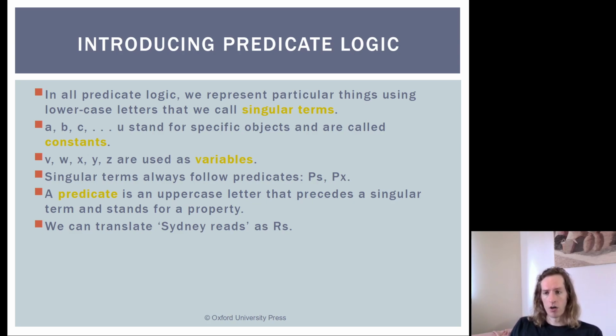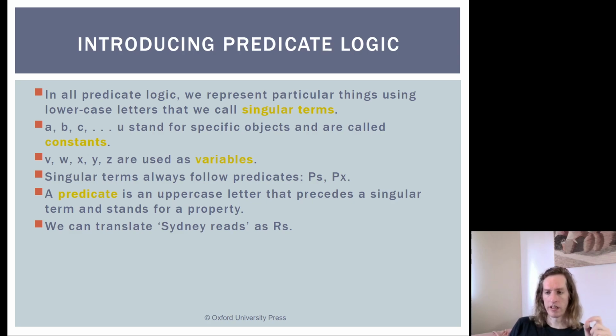In all predicate logic, we represent particular things using lowercase letters that we call singular terms. There are 2 different kinds of lowercase letters. This is really important. A, B, C, the first couple letters of the alphabet, are going to be used for what we call constants. The last few letters of the alphabet, in the book they're using V, W, X, Y, and Z, but for our purposes, we're pretty much just going to be using X for variables.